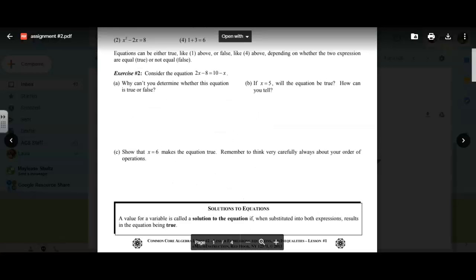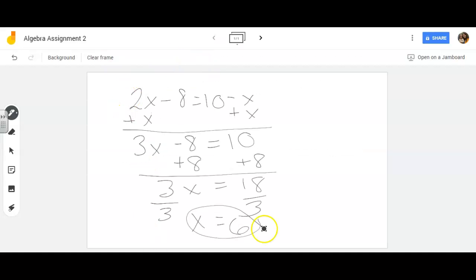But then I look back at what it's asking me, and it says, why can't you determine whether this equation is true or false? And just looking at it, you don't have a value for x, so you can't determine whether that's true or false. And then it says, if x equals 5, will the equation be true? Well, we just figured out that x equals 6 makes the equation true. And that's kind of what I just did for C. So this shows that x equals 6 makes the equation true.